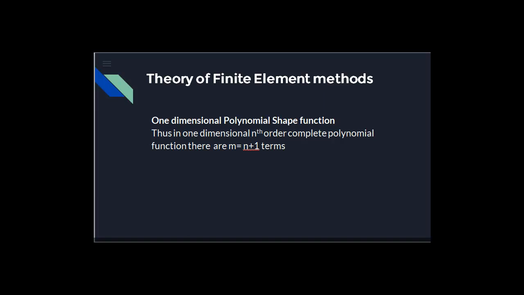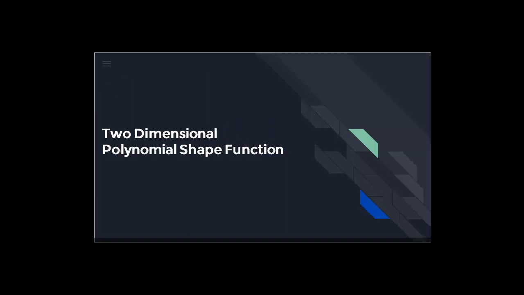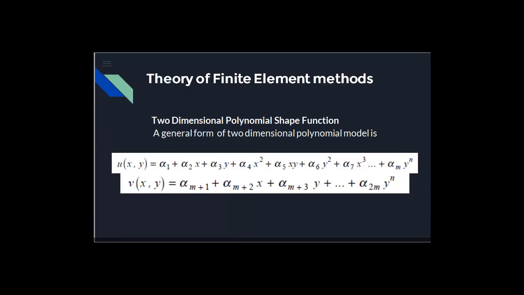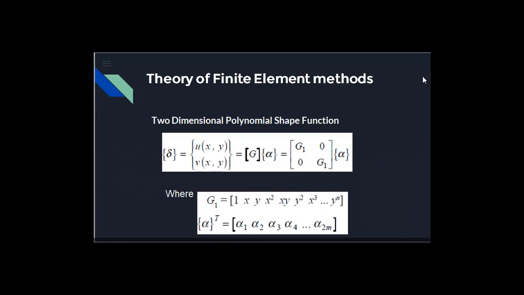Similar to the one-dimensional polynomial shape function, let us see the two-dimensional polynomial shape function. The general form of the two-dimensional polynomial model is u(x, y) given as alpha 1 plus alpha 2 x up to alpha m y to the power of n, and the displacement v is alpha m plus 1 plus alpha m plus 2 up to alpha 2m y to the power of n. So the two-dimensional polynomial shape function delta is given as G into alpha, which is G 0, 0 G into alpha, where G takes the values 1, x, y, x square, xy, y square, x cube up to y to the power of n, and alpha transpose is alpha 1 to alpha 2m.